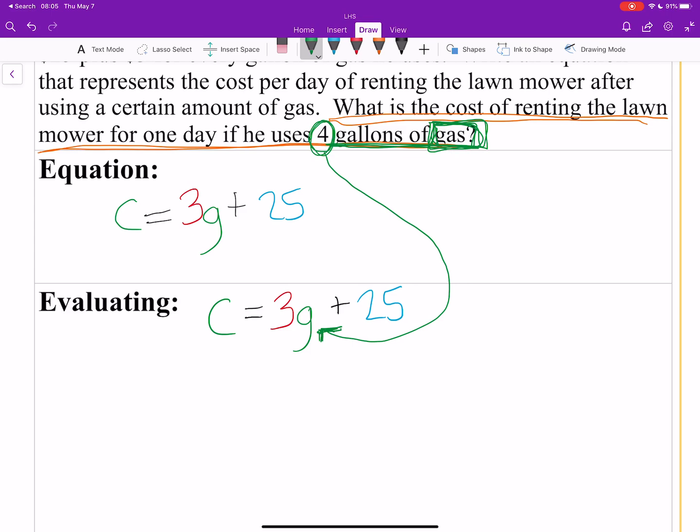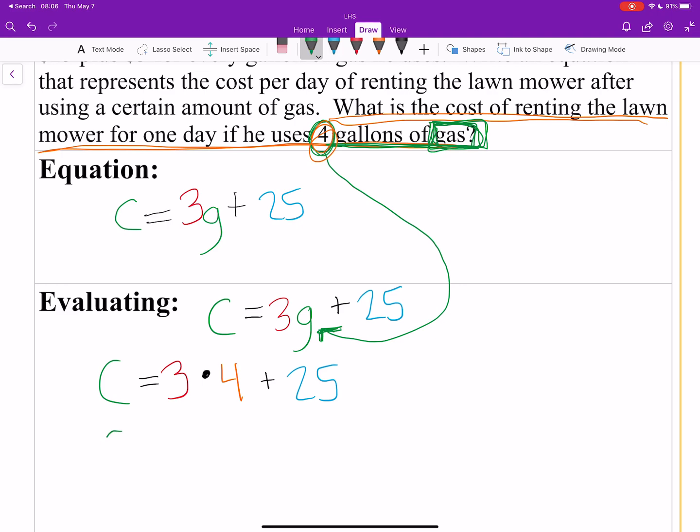Remember, when a number and a variable, so 3 is my number, G is my variable, are next to each other, what's happening between them? Well, multiplying, right? That's like saying 3 times G. There's multiplying happening between those two. So here's how I rewrite this. I'm going to say the cost in total, which is what we want to know, equals 3 times whatever G is, which we decided was the 4, right? We're going to replace it with 4 gallons. So say we use 4 gallons, how much is it going to cost? Plus 25. And now I just need to evaluate.